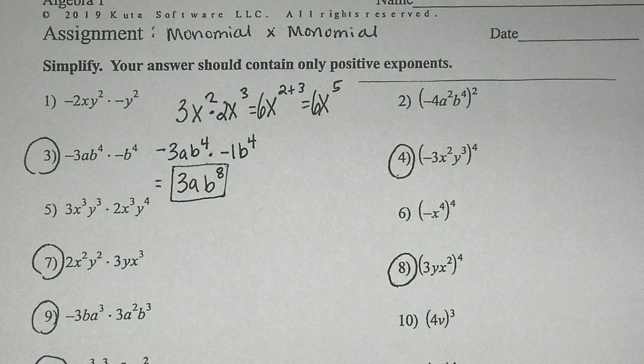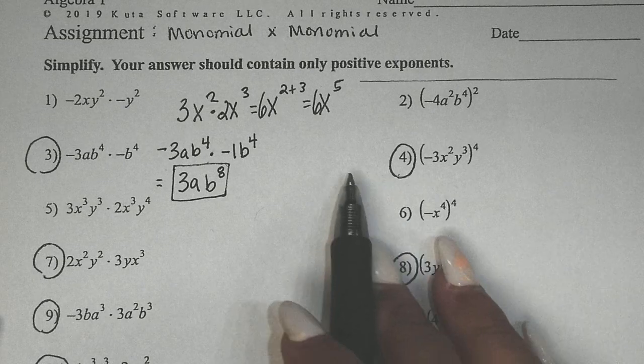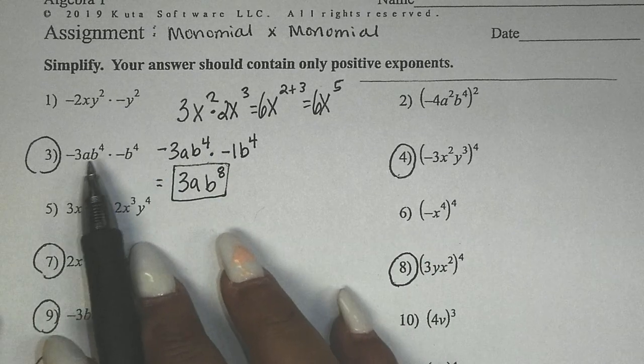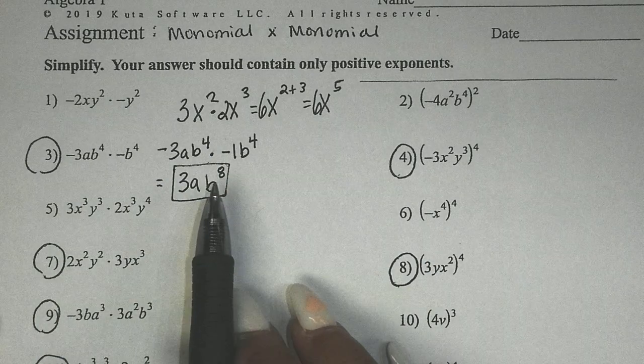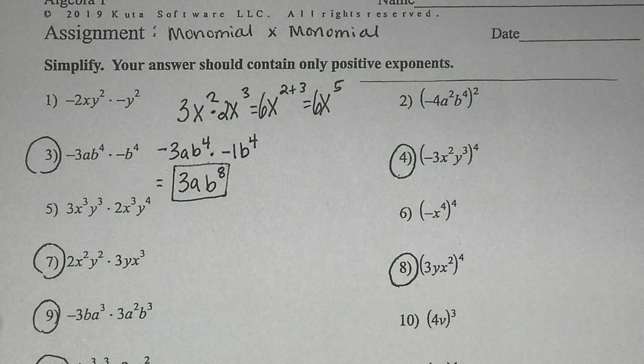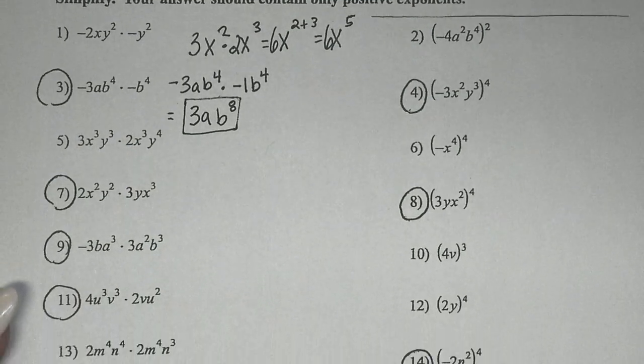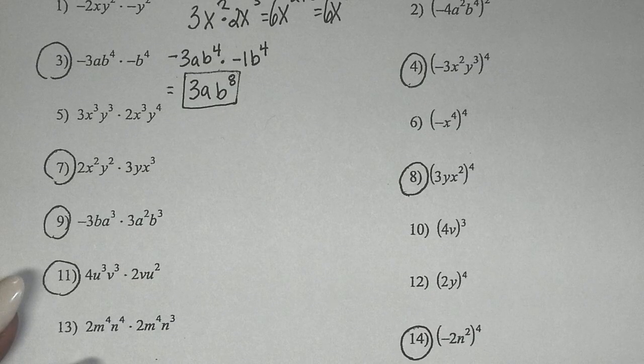And we call it a product because it's the result of two items being multiplied together. So that is a product of these two factors here, these two monomials. All right, so let's go ahead and look at number 7.